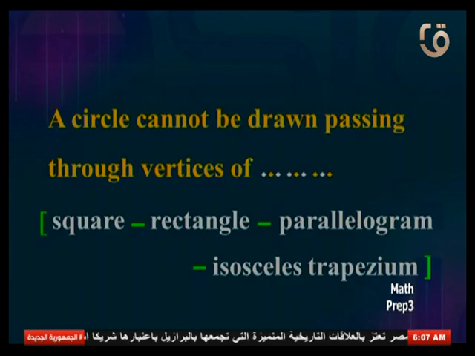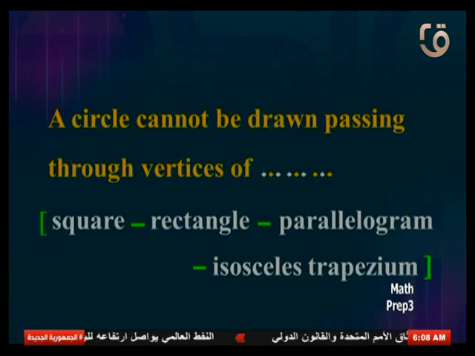What about the rectangle? In the rectangle, all its angles are right angles, so each angle will be of measure 90 degrees. The sum of two opposite angles, 90 plus 90, gives a result of 180 degrees. Then the rectangle will be a cyclic quadrilateral. What about the parallelogram?